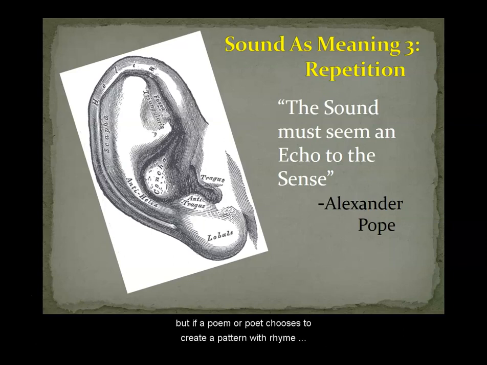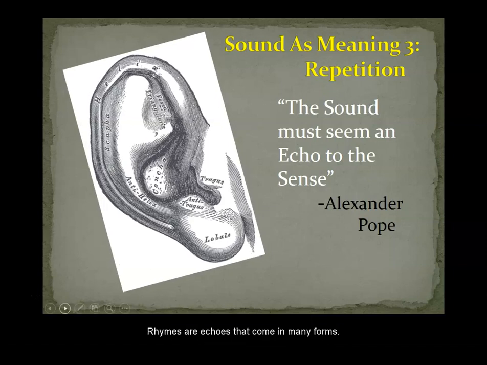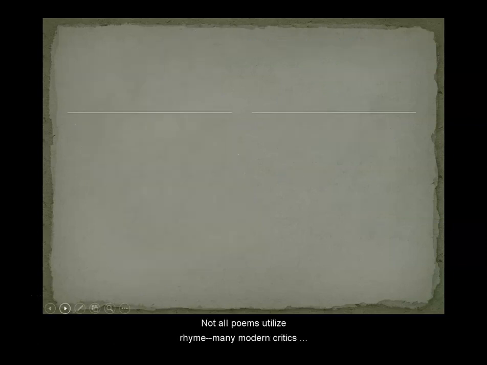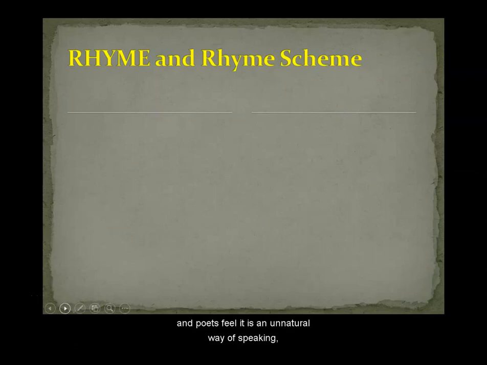But if a poem or poet chooses to create a pattern with rhyme, you should take the time to consider what that rhyme does or does not do for the poem. And you need the right words to discuss the effects. Rhymes are echoes that come in many forms. Not all poems utilize rhyme. Many modern critics and poets feel it is an unnatural way of speaking, or what one critic called a way of spoiling plain prose. Rhyme creates a rhythm of its own and has several effects and uses.